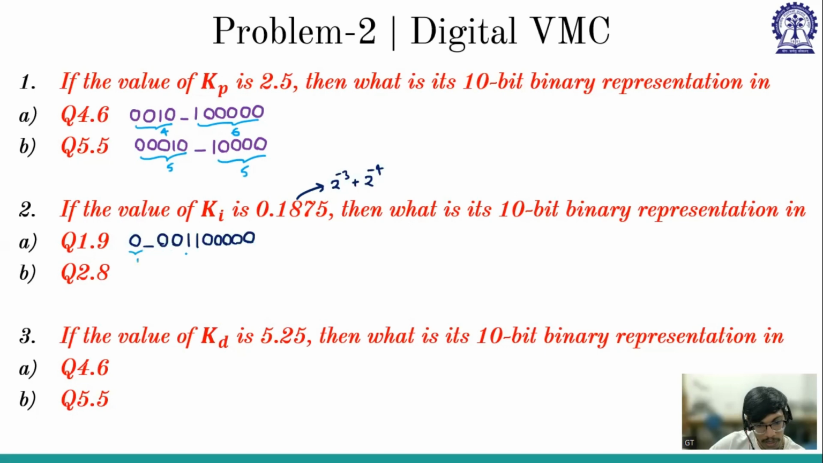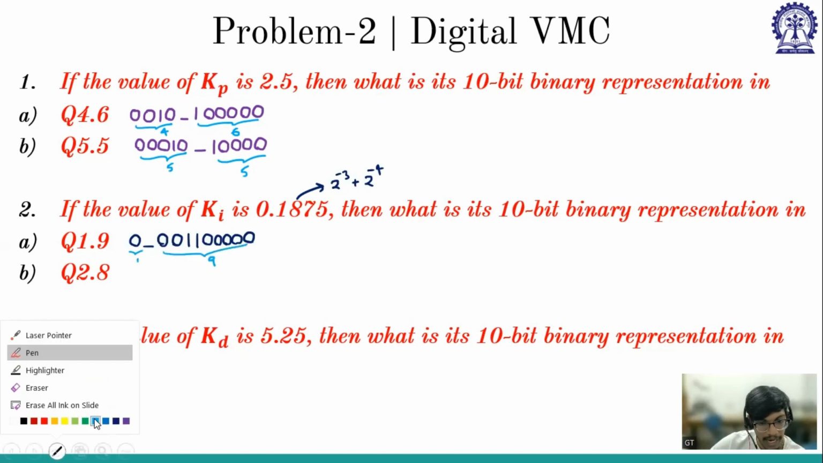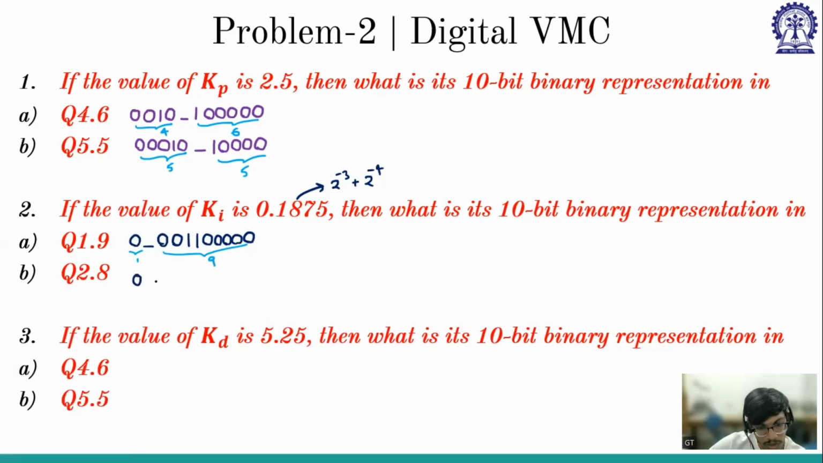So this is 1 bit. These are 9 bits. Now I have 2 integer bits, but my Ki is decimal, so there will be no integer bits, 2 zeros, 2 to the power minus 1, 2 to the power minus 2, 2 to the power minus 3, 2 to the power minus 4. How many bits are done? Out of 8, 4 are done. So 4 zeros: 1, 2, 3, 4.